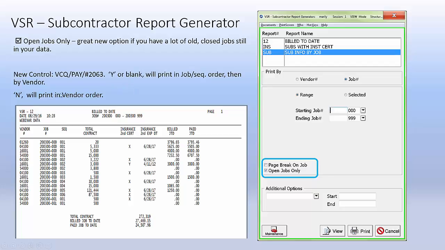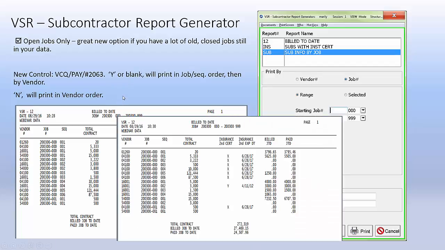So if I answer this control question with a no, you'll notice it's slightly different. It's in vendor order. So here I have the first vendor in sequence 1, but then I see my 4100 with sequence 1, 2, 3, 4, 5, 6. So I'll see them all together. Okay.